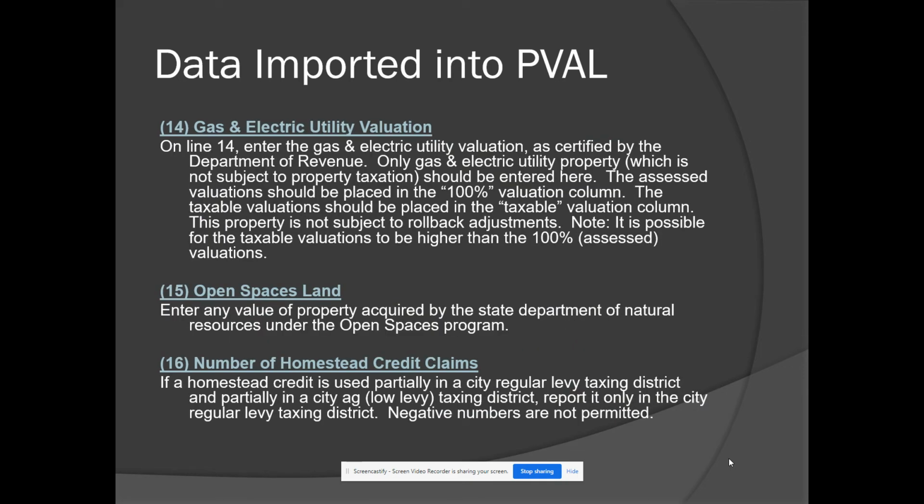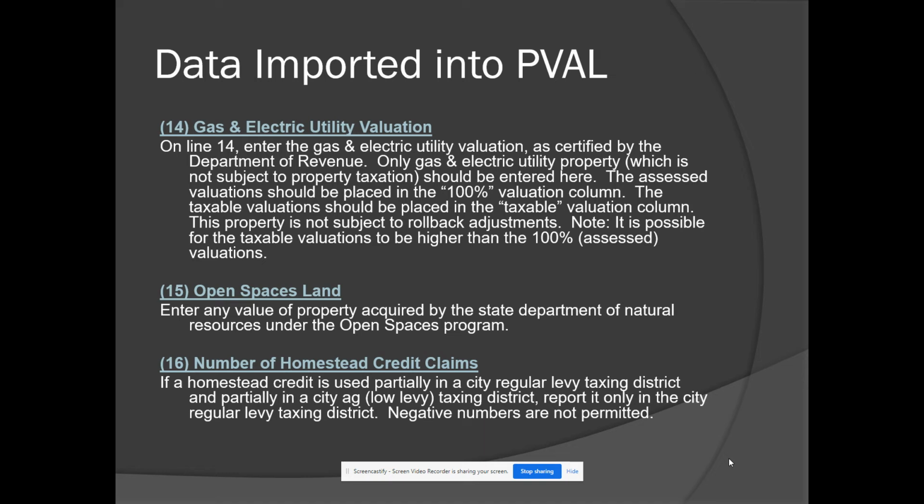Line 14 is the gas and electric value. It's only gas and electric property that's subject to the utility replacement tax here. Assessed value is placed in the 100% column, and taxable is placed in the taxable. Again, this property is not subject to rollback, and it is possible for the taxable value to be higher than the 100%. Open spaces land, this would be any value of land acquired by the State Department of Natural Resources under the Open Spaces program.